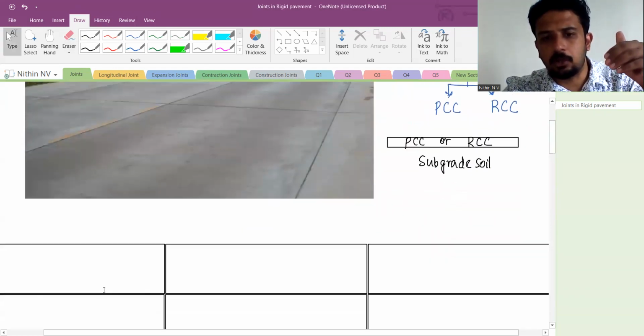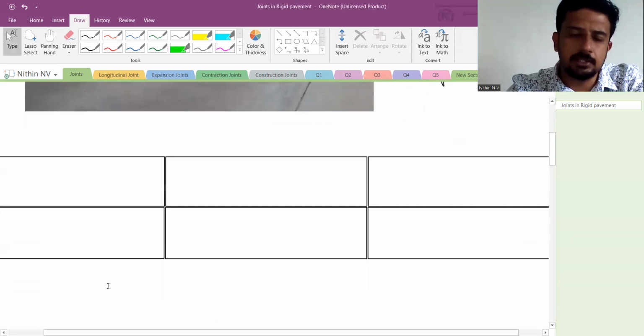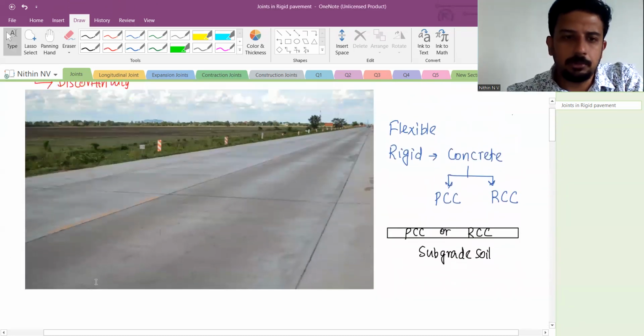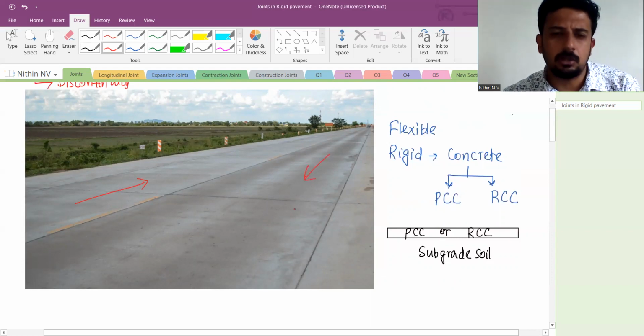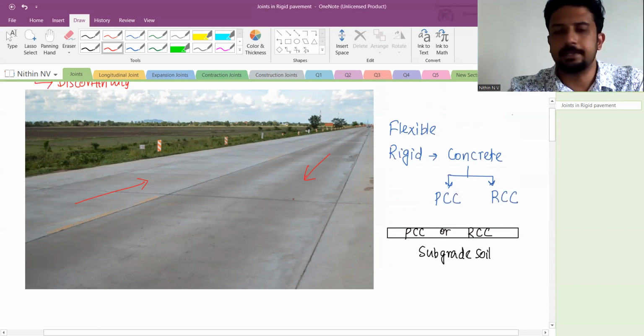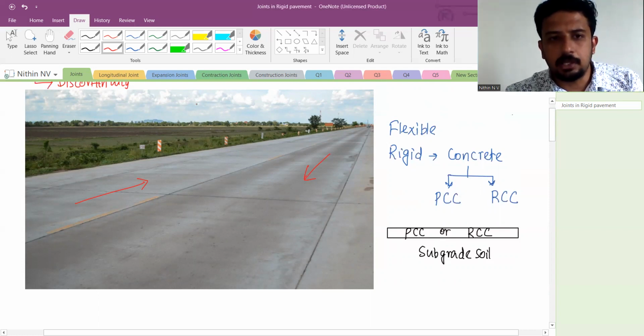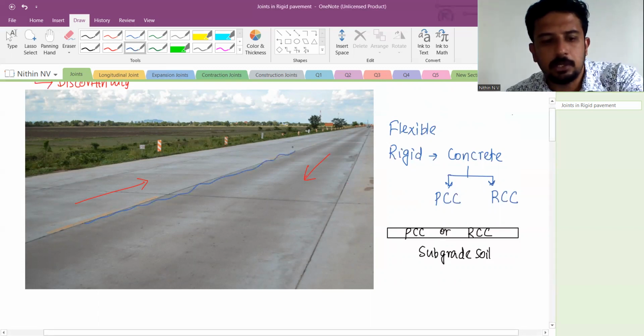If I take a top view, a simple representation like this, I hope you are able to understand. If I draw the traffic direction like this, let this be a two-way road. It's not mandatory that it should be a two-way road. It can be a two-lane, one-way road also. We can see one discontinuity in the direction of the traffic.